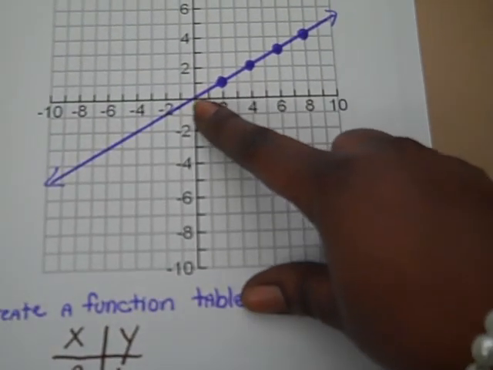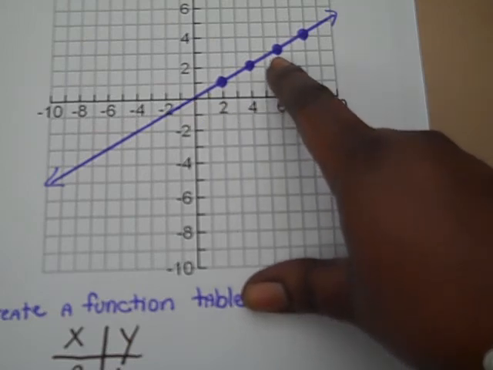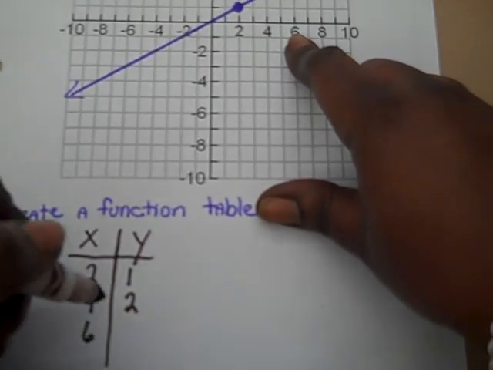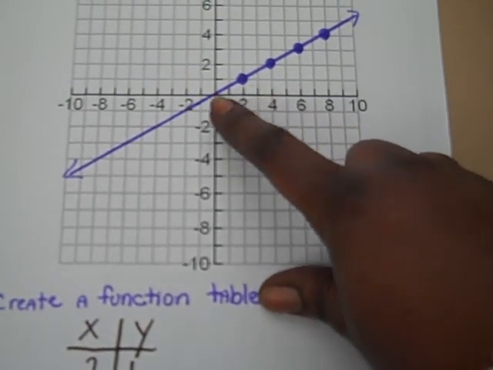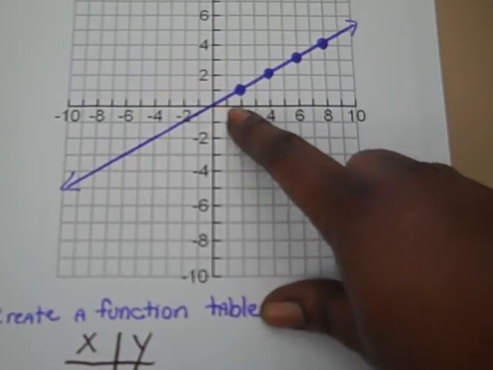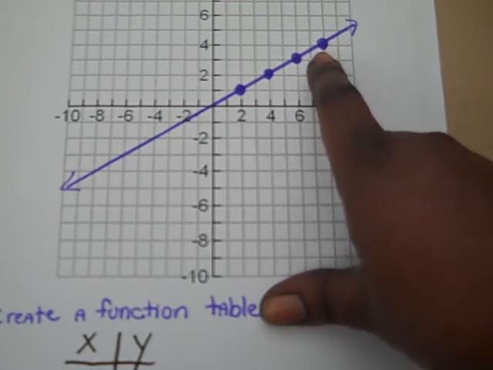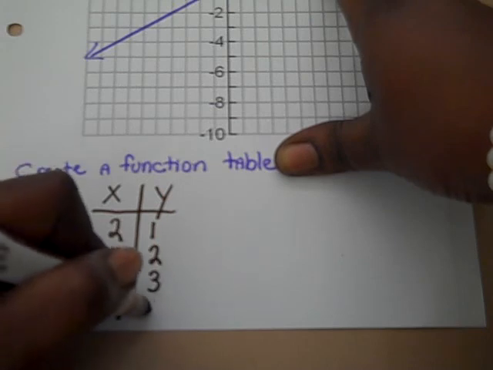Next, starting at the origin, to get to the third point, we'll go forward 6 places and up 3 places. So here, when x, or the input, is 6, y was 3. And then lastly, the fourth final point, start at the origin, you'll go forward 8 places, you'll go up 4 places, making your ordered pair 8, 4.